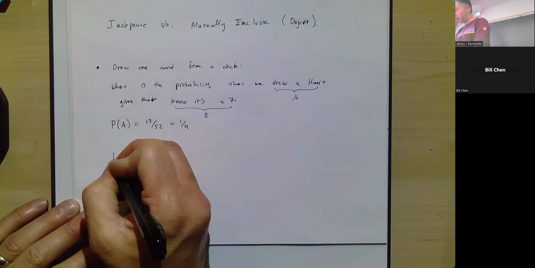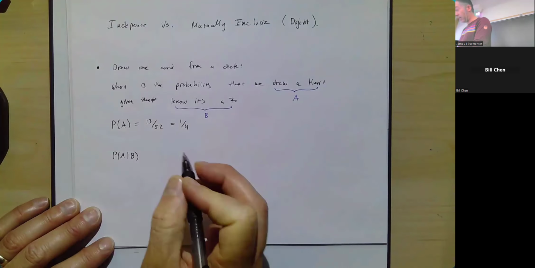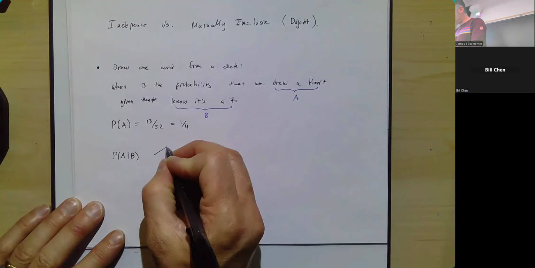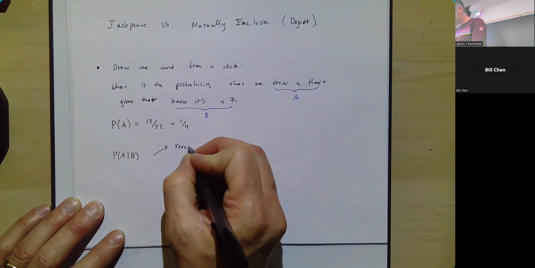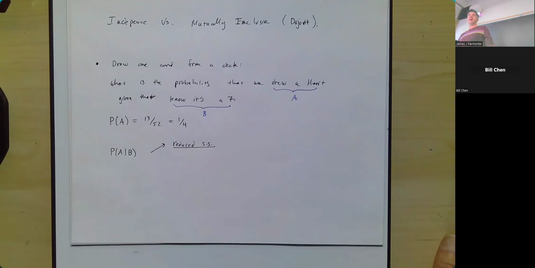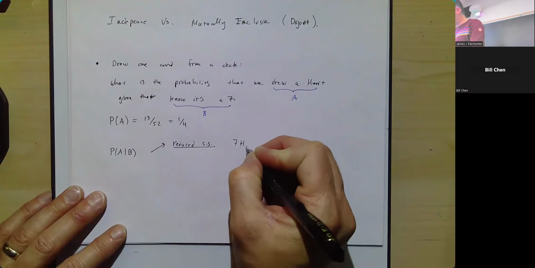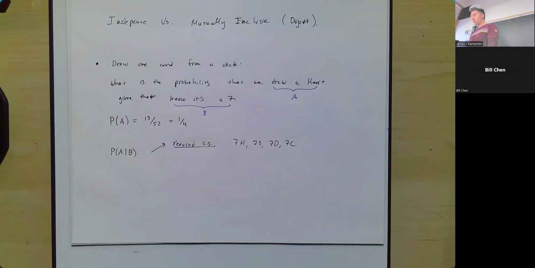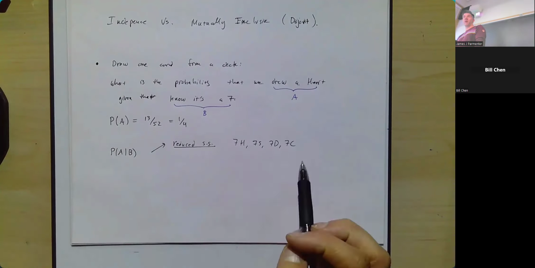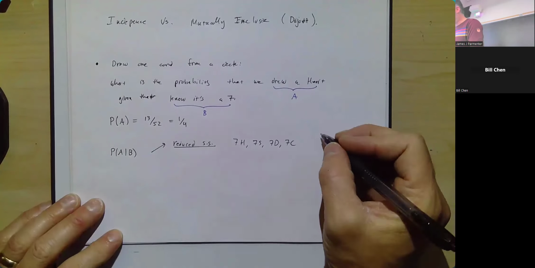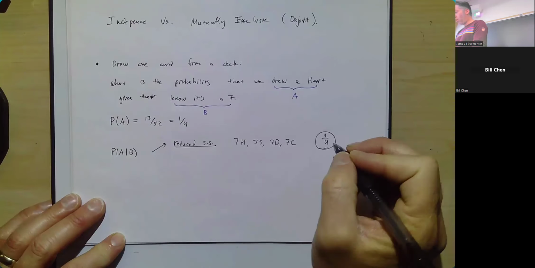Okay, let's find the probability of A given B. And we can do this in either way. We can either use the reduced sample space. So using the reduced sample space, well, knowing it's a 7, how many cards are 7s? 4. There's a 7 of hearts, a 7 of spades, 7 of diamonds, and a 7 of clubs. Okay, knowing that our card is one of these 4 cards, what's the probability that it's a heart? 1 out of 4.